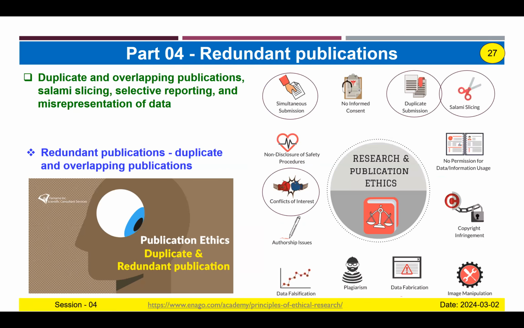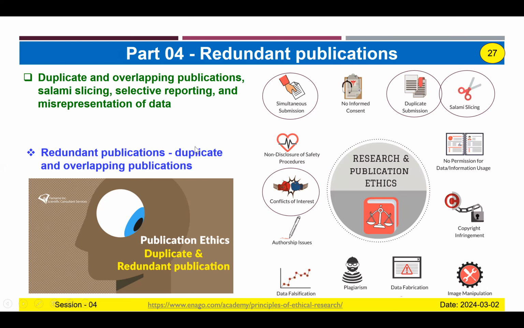Yeah, 27 actually. So it's basically redundant publication. This contains many things actually. For example, according to your syllabus, it contains duplicate and overlapping publications, salami slicing, selective reporting, and misrepresentation of data. Okay. So I'll be covering it part by part.